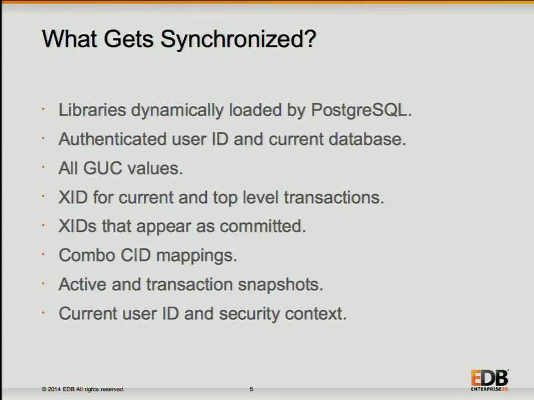It gets the list of XIDs that appear as committed to the original process, which is important for getting the MVCC visibility checks right. It gets all the combo CID mappings from the original process for which you can blame Heike. You can also blame him for the fact that your tuple headers are 4 bytes smaller, so that's a good thing.